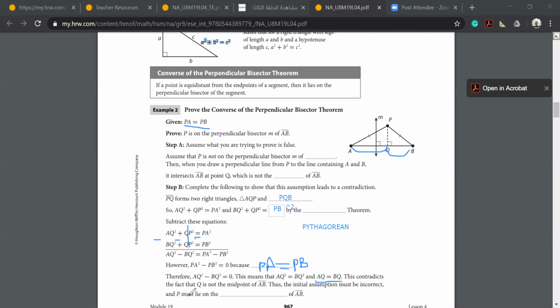So B must lie on, what should I write here? Here I'm going to write, since AQ was equal to QB and PQ was 90 degrees, we can write that P is on the perpendicular bisector of AB. So PQ is on the perpendicular bisector of AB.